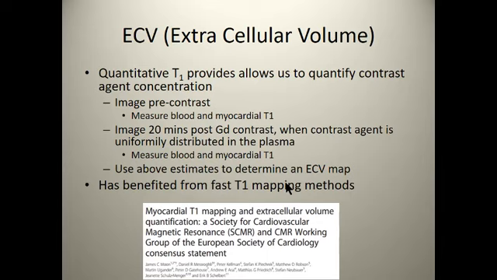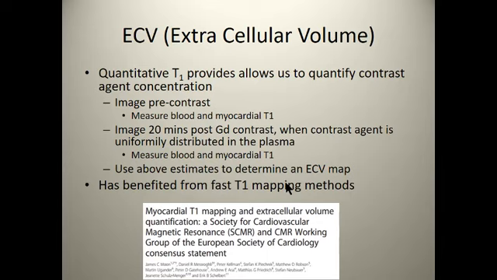So I should talk briefly about extracellular volume. James Moon, London Heart Hospital at the time, did a lot of work on extracellular volume, pioneering that method. What he uses effectively allows you to quantify the volume of space outside the cells, the extracellular volume, quantitatively. And what you do is you collect a T1 map pre-contrast. Then you inject gadolinium-based contrast and wait about 20 minutes. And it's freely diffusible, so within that interval, it's uniformly distributed through the whole plasma. And then you measure the blood and myocardial T1 again.